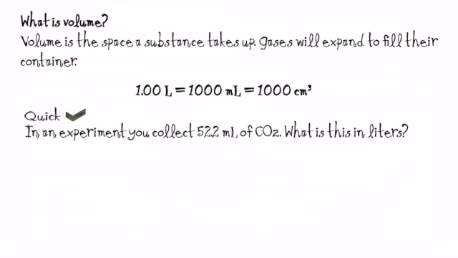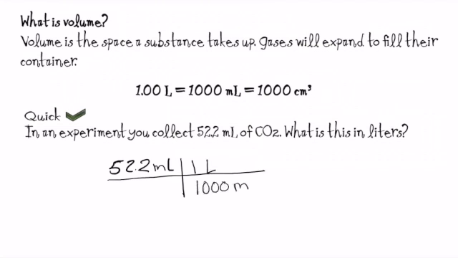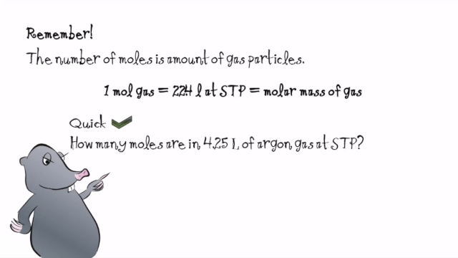What is volume? Volume is the space a substance takes up. Gases will expand to fill their containers. In an experiment, you collect 52.2 milliliters of CO2. What is this in liters? So we'll use dimensional analysis, 52.2 milliliters. We need to get to liters, so 1 liter equals 1,000 milliliters. So we have 0.0522 liters.